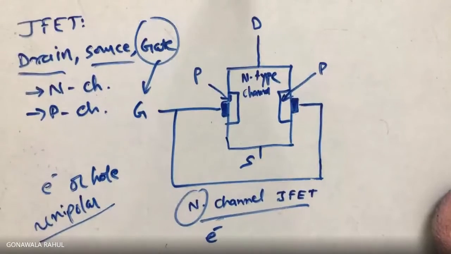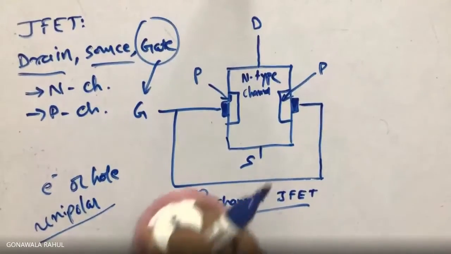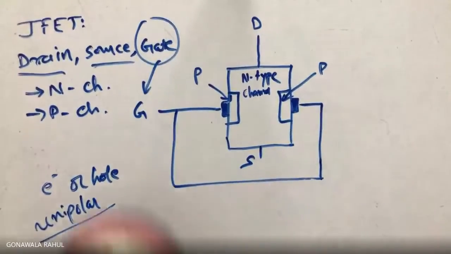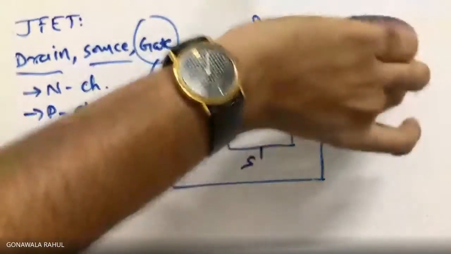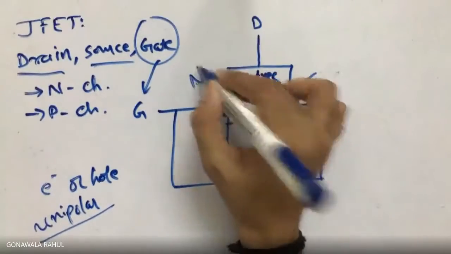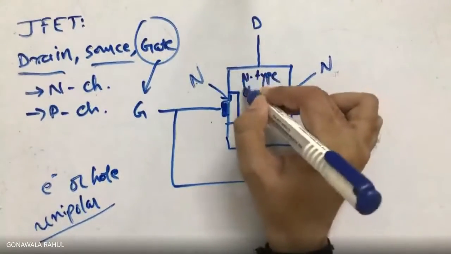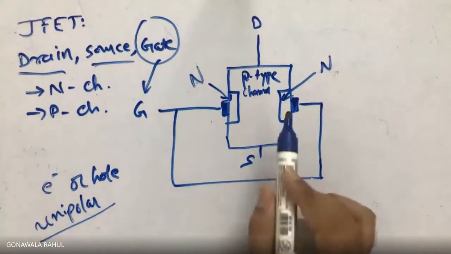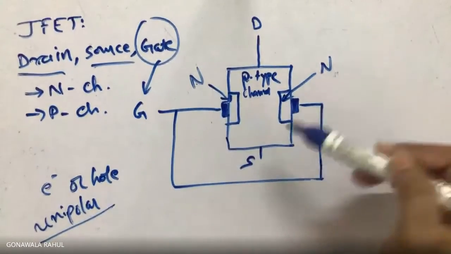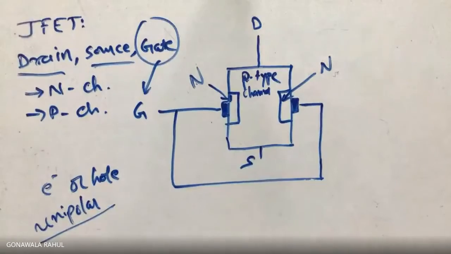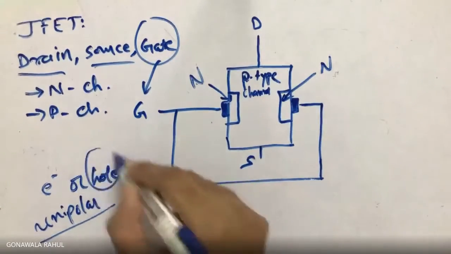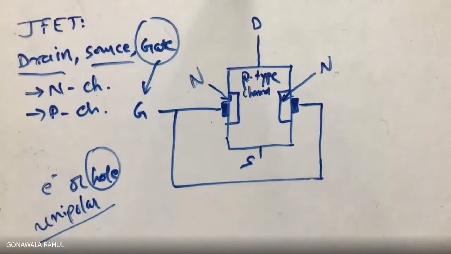Now for p channel JFET, definitely this will be p type material. Diffusion will be of n type, and hence the majority carrier in p type will be hole. So current will be due to the majority carrier, that is hole.